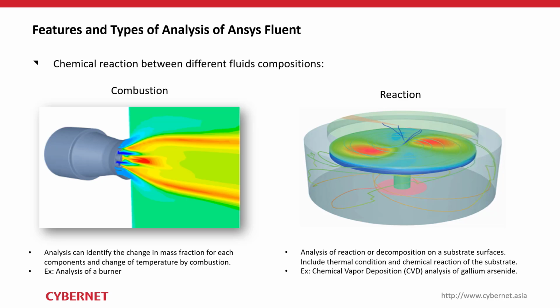Reaction, for example, is again pretty much the same concept, the same basic principle as combustion. We see this reaction between two different fluid compositions or fluid types. You can also include thermal conditions and then see how this reaction took place under a different thermal condition. For example, here we have the chemical vapor deposition analysis of gallium arsenide. So this is mainly used in semiconductor analysis when you would like to create the substrate and see the reaction between the chemicals.